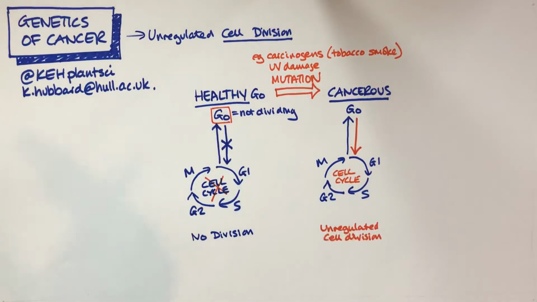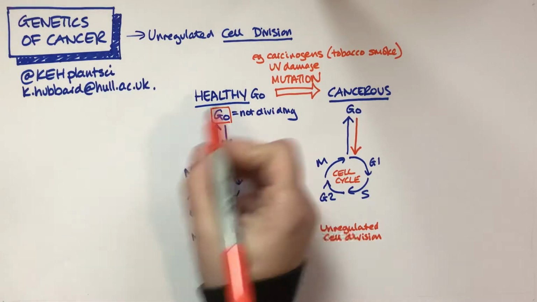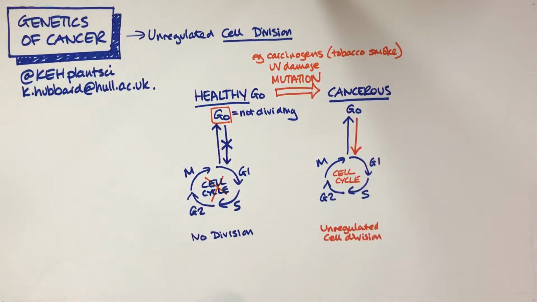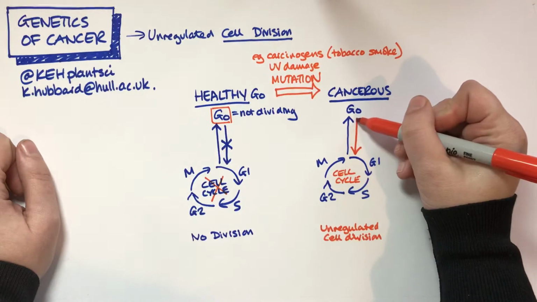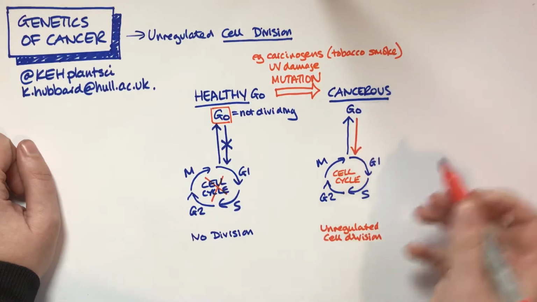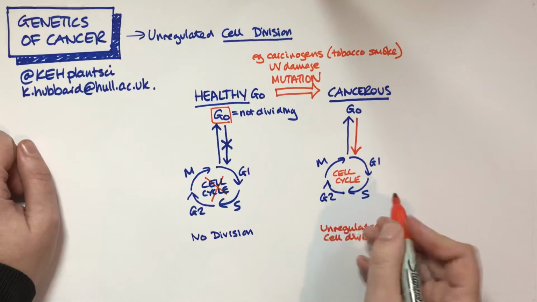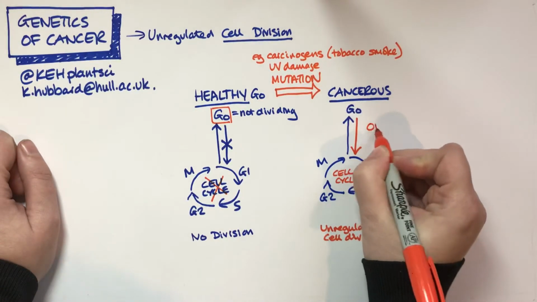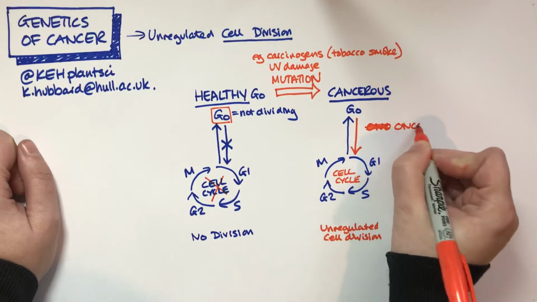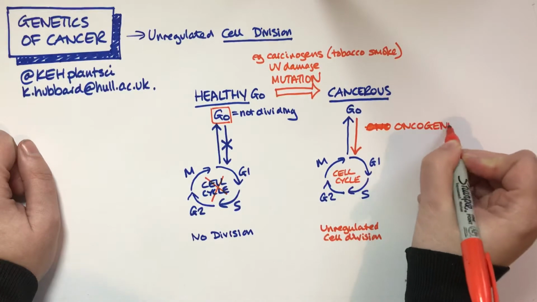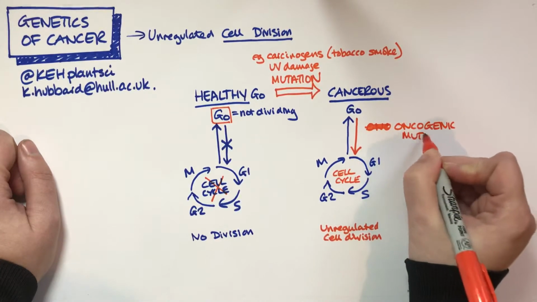But the question is, what are the mutations? What genes are we talking about to get us from this healthy state to a cancerous state? And there are two types of mutations. One of them are mutations that reactivate going into the cell cycle. We call those oncogenic mutations.